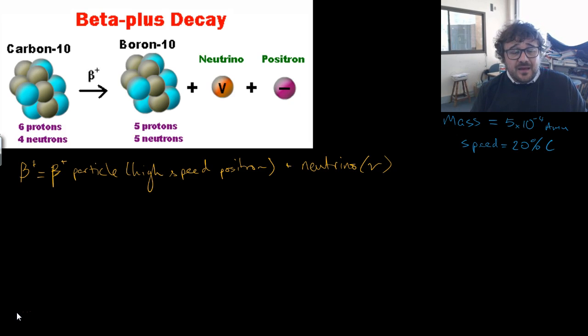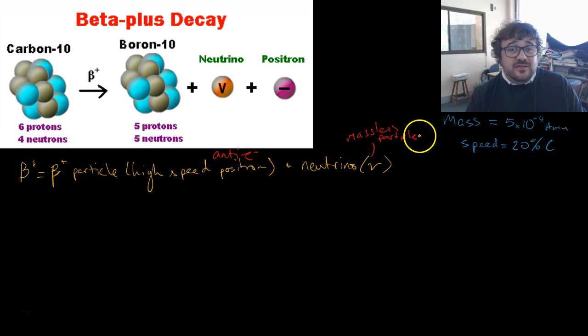Alright guys, so let's have a look at what beta positive particle radiation is. When we have beta positive decay, or beta plus decay, we get a beta positive particle, which is a high speed positron. This is the antiparticle, an anti-electron. And we get a neutrino. Now remember, the neutrino is a massless particle, and its job is to conserve angular momentum.